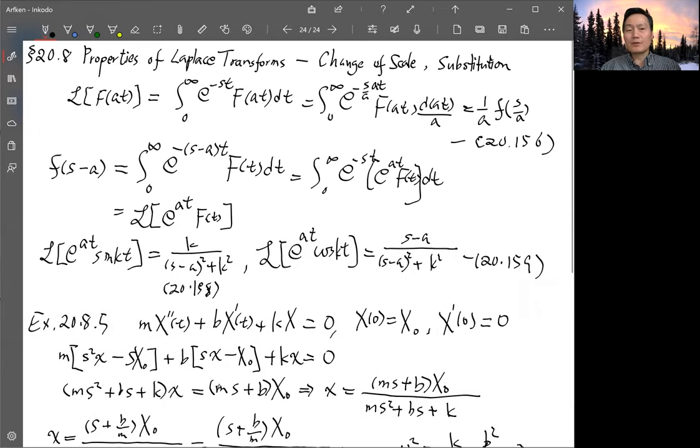Okay, so this is an example of the so-called substitution property. And so next time we'll talk about another property.